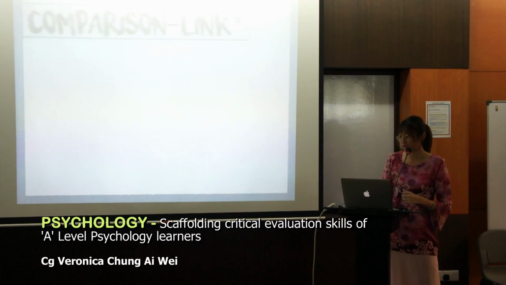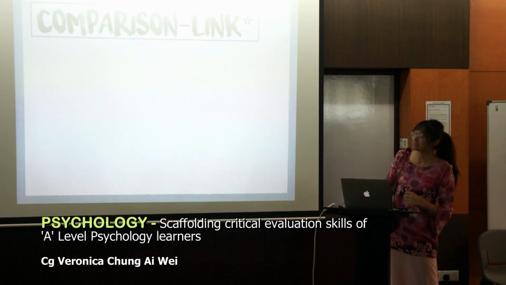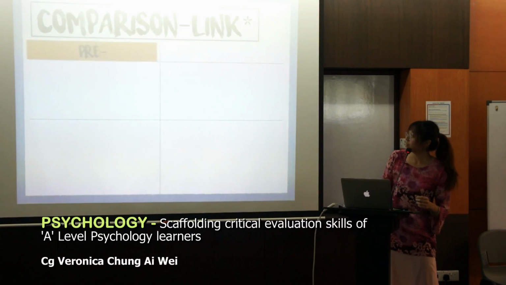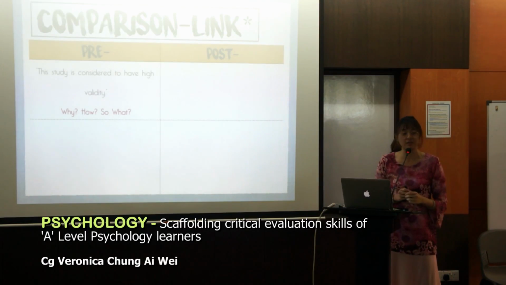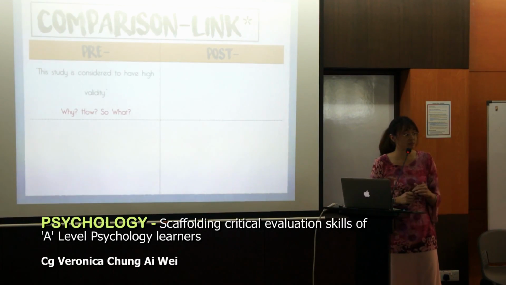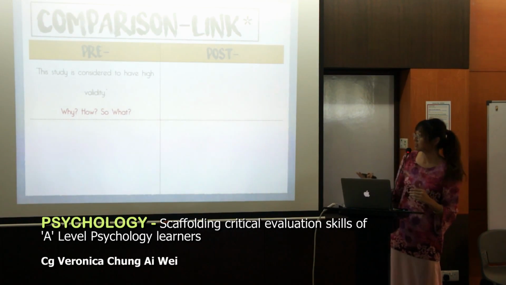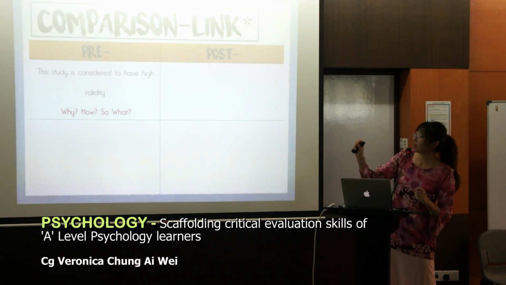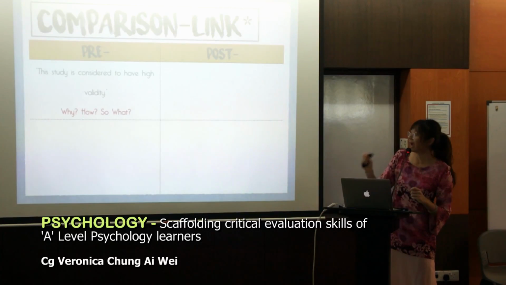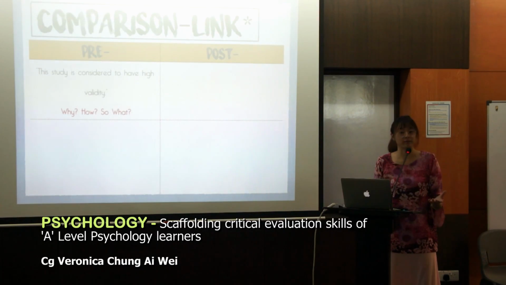If I showed you some evidence, like I said earlier, the link is very important. During the pretest, one student produced this link, very short: this study is considered to have high validity. If they were to verbally produce this to me, I would then ask them, why does this lead to high validity, or how does it lead to high validity, or so what? And so they have to then tell me.